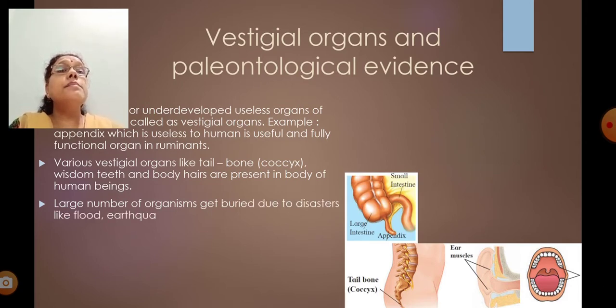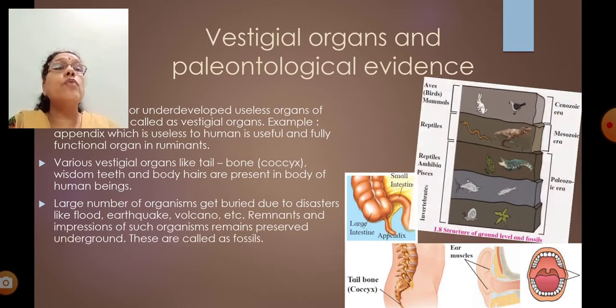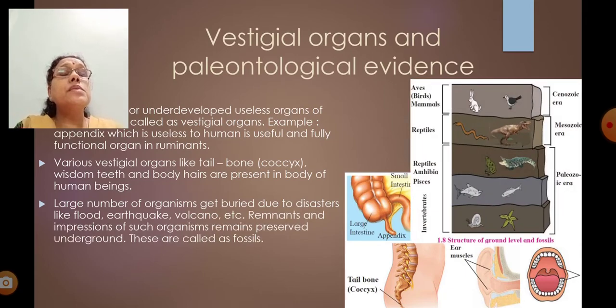A large number of organisms get buried due to disasters like flood, earthquake, volcano, etc. Remnants and impressions of such organisms remain preserved underground. These are called fossils. You can also see fossils on the screen there. What do you mean by fossils? Many years back, due to some calamities, a whole village would go underground. At that time all the animals and plants, here a few animal structures you can see, fish, snake, rabbit, crow, were buried inside the soil, and after so many years you can see the skeleton of these plants and animals. That is known as fossils.